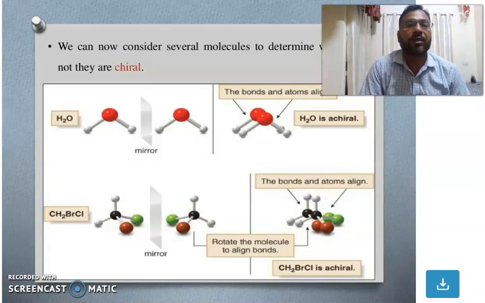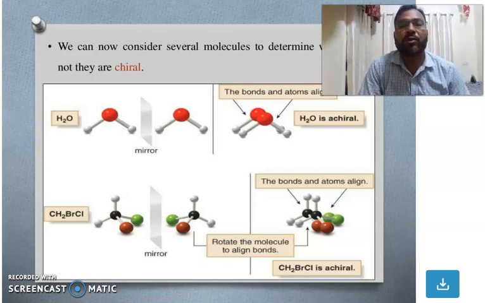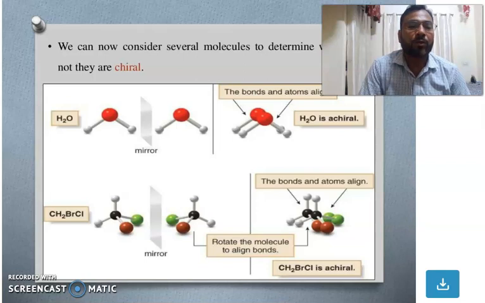Now, look here. We can now consider several molecules to determine whether or not they are chiral. Look at the water molecule. The bonds and atoms align. H2O is achiral. Very important information. Now another example, chlorobromomethane. You can see the mirror image. Rotate the molecule to align the bonds. So this is achiral.